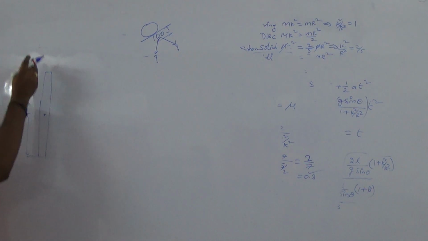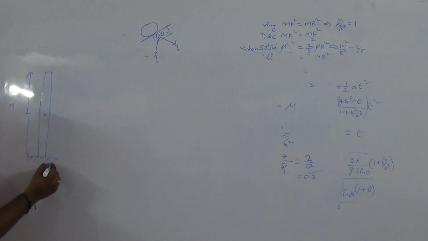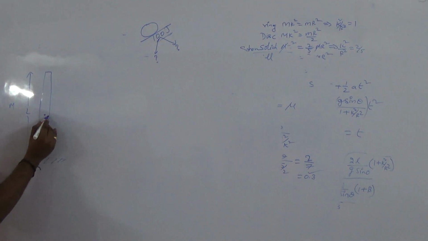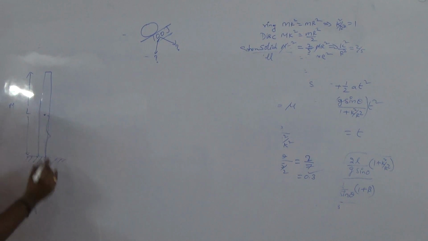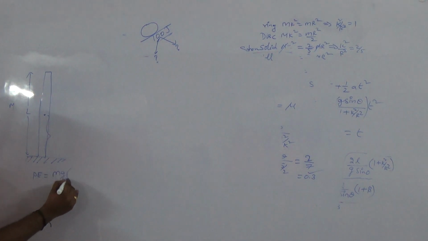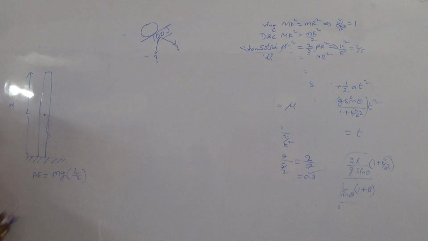Here the height of the body from the ground is nothing but the height of the center of mass from the ground, which is L by 2. Total length is L, that's why this becomes L by 2. So the potential energy of this rod is mg into L by 2.